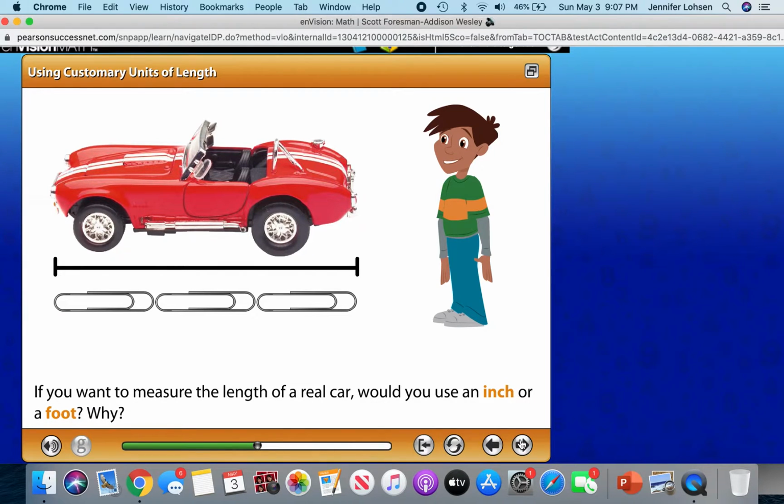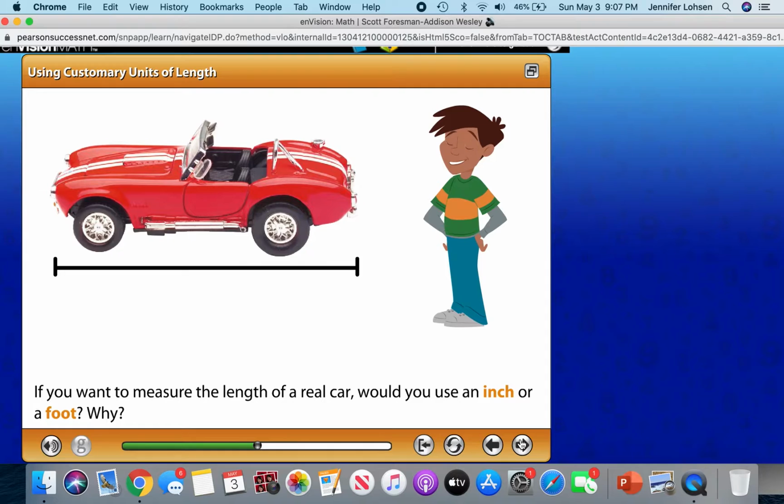If you want to measure the length of a real car, would you use an inch or a foot? All right. So now we're not actually going to do this, but if you went outside and you wanted to measure the length of your parents' vehicle, would you use an inch to measure that paperclip, or would you be using a ruler, a foot, to measure the car? When you're thinking of the most appropriate unit, think about what is going to get you to your answer, the length, the fastest and most efficient way. So in this instance, would it be more appropriate for you to use an inch or a foot?